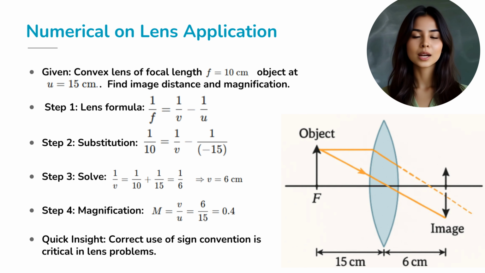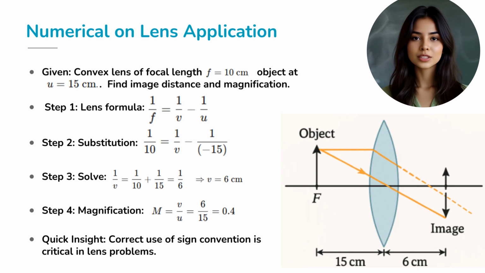So here's the scenario. You've got a convex lens with a focal length of 10 centimeters and an object placed at a distance of 15 centimeters from the lens. Our task: to find the image distance and the magnification.